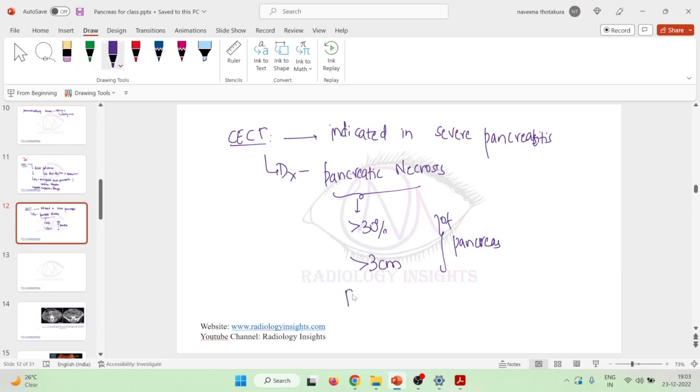For the treatment of this pancreatic necrosis, we can give prophylactic antibiotics to the patient. Giving prophylactic antibiotics will actually reduce the sepsis and mortality in patients with pancreatic necrosis.